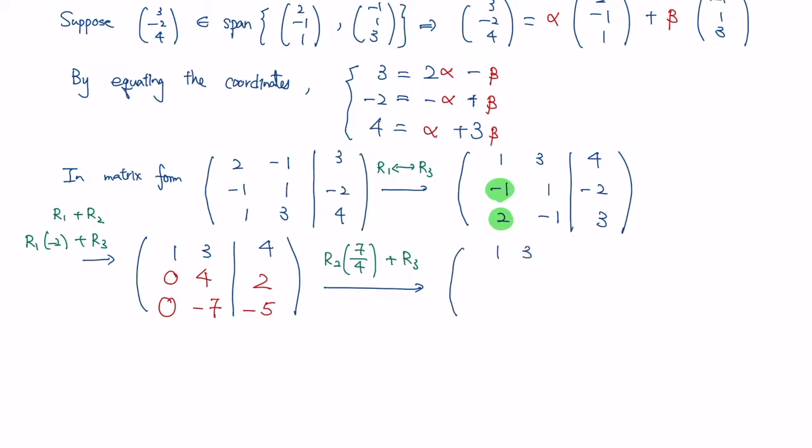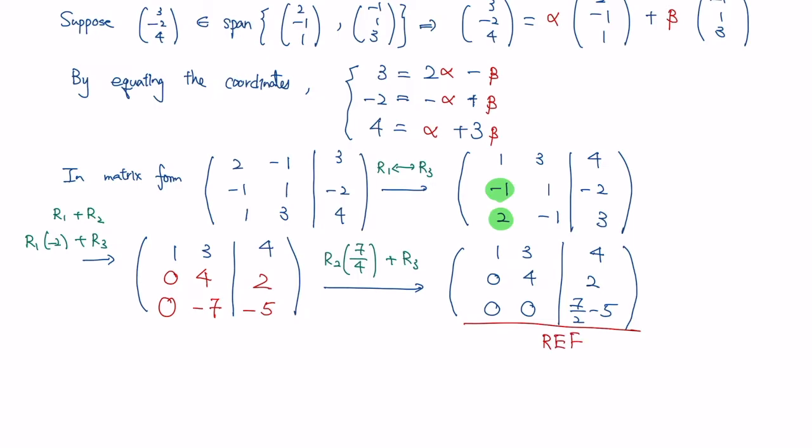So 1, 3, 4, and this is unchanged. And then 0, and then 4 times 7/4 added to -7 gives you 0. Indeed, that's the purpose. And then 2 times 7/4 is 7/2, and then 7/2 minus 5. Well, you don't have to do it quickly. So you get something like this. Now this is in upper triangular form, so we say we're done, REF.